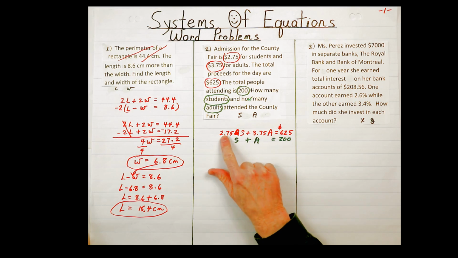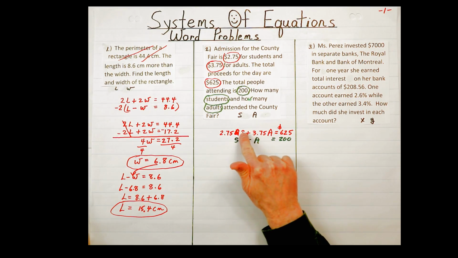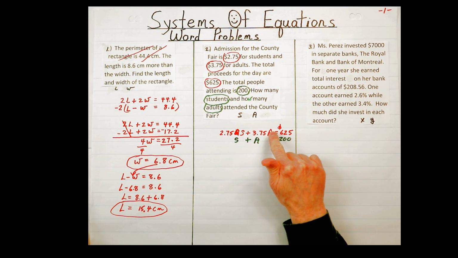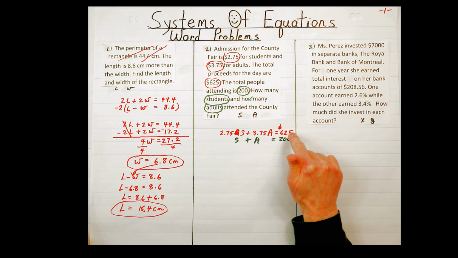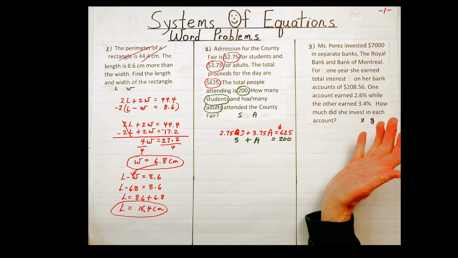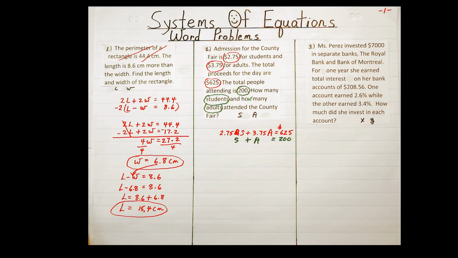So you can see it wouldn't make any sense to say $2.75 times the number of students plus $3.75 times the number of adults equals 200. That doesn't make sense, does it? So keep the money straight, keep the people straight. Separate equations. Okay, I think I said I was going to do this by substitution.